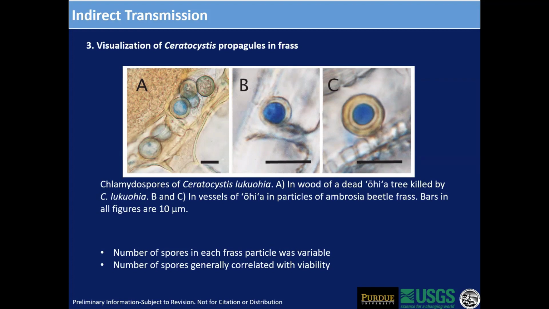And we found that the number of spores in frass was extremely variable, although in general, you could find an average of about 1 chlamydospore in a frass particle. And the number of spores generally correlated with viability.